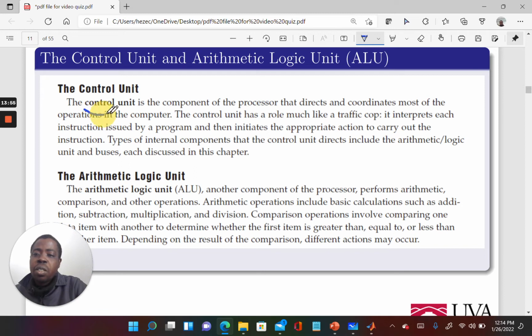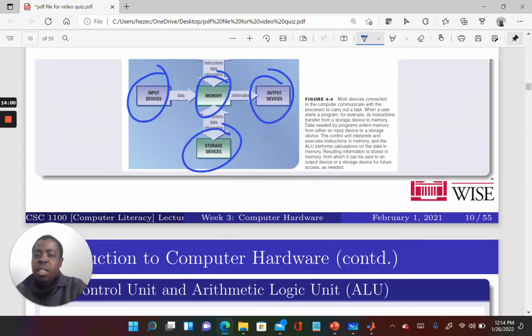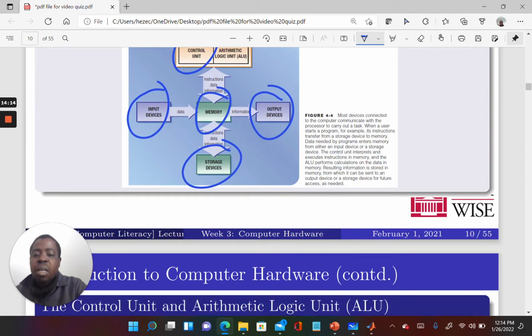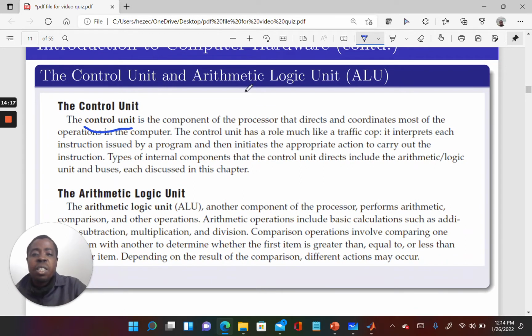The control unit of the CPU. Now, the control unit is part of the CPU. Look at it. The CPU is called Central Processing Unit. It actually contains a control unit and an arithmetic logic unit. Okay? So the two of them work together. The control unit is the component of the CPU that directs and coordinates most of the operations in the computer. The control unit has a role like a traffic cop: it interprets each instruction issued by the program, and initiates appropriate action to carry out instructions.